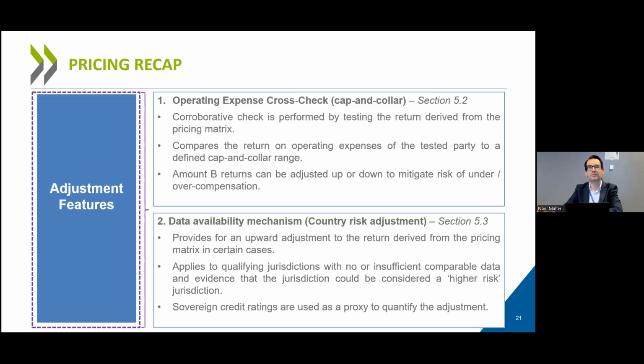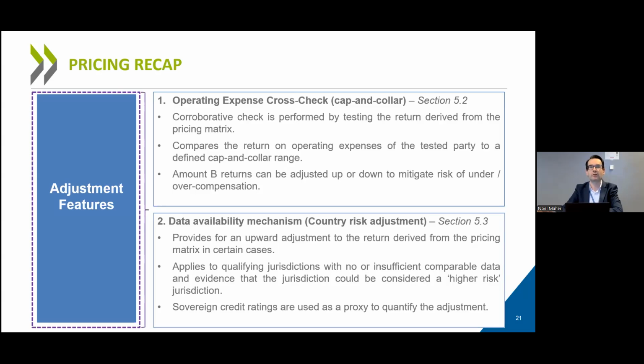And finally, from a pricing perspective, the second adjustment feature, which I've already kind of mentioned, is the data availability mechanism, or DAM. This DAM provides an upward adjustment to the return derived from Amount B in certain cases, and in effect is intended to compensate a distributor if it's exposed to higher country risk relative to the global data set. So it applies only to qualifying jurisdictions, and we have various qualifying criteria to get onto that list, but it includes ensuring that we have insufficient comparable data in our data set, but also evidence, using sovereign credit ratings, that the jurisdiction constitutes reasonably a higher risk jurisdiction.